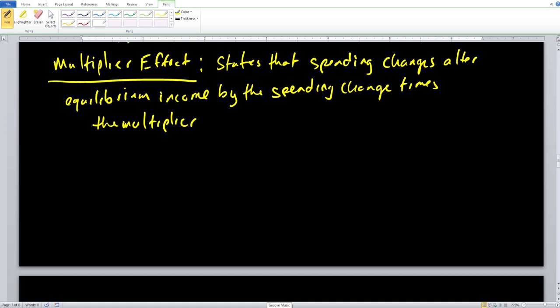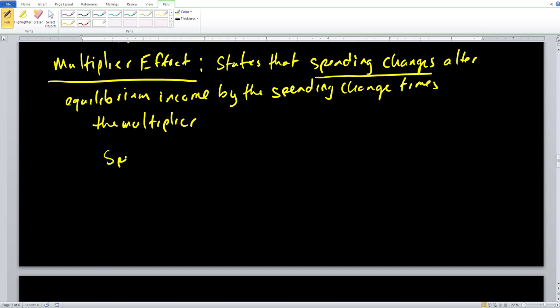So here we need to find the multiplier, take that multiplier, multiply it by how much spending is going to change by, and that will tell us exactly how much equilibrium or aggregate income changes by. The key phrase that we're going to hone in on here are these spending changes. So how can we change spending within our economy? Well, it's going to be through our components of GDP.